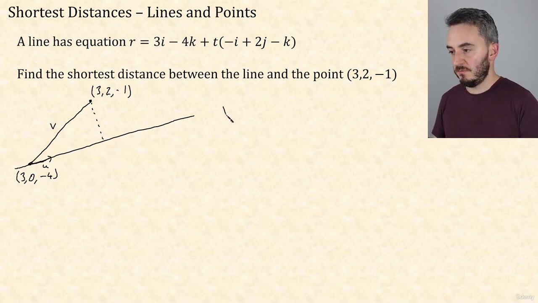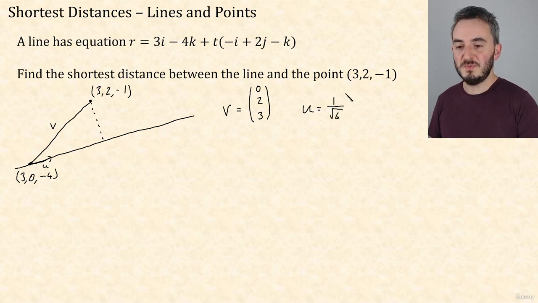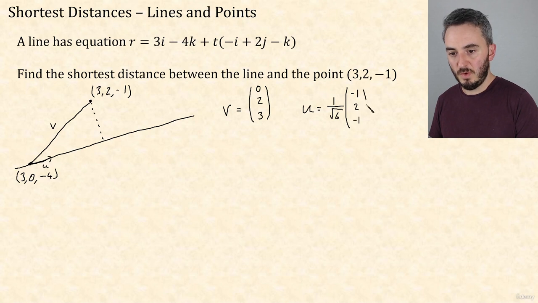So let's find those. So v is just the position of this minus the position of this. So 3 minus 3 is 0. 2 minus 0 is 2. Minus 1 minus minus 4 is 3. So there's v. Our u is a unit vector that's parallel to our direction vector here. So in this case, that is 1 divided by the modulus of this, which is root 1 plus 2 squared plus 1, which is root 6, same as the previous question. It won't always be root 6. And then minus 1, 2, minus 1.